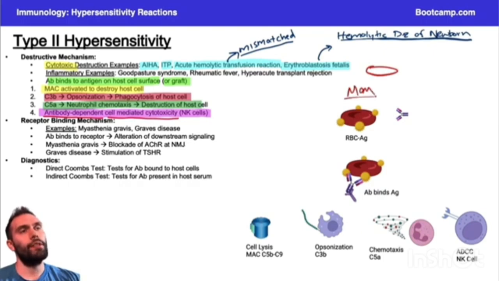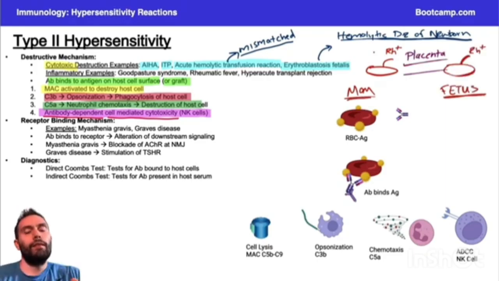Certain red blood cells in mom can have markers on them. We'll call this an RH marker. So we'll say RH positive, and then we have fetus over here. So we have mom, and then we have fetus. Now, if mom's RH positive, generally she won't have antibodies against this factor, because if she did, she would then be destroying her own cells.